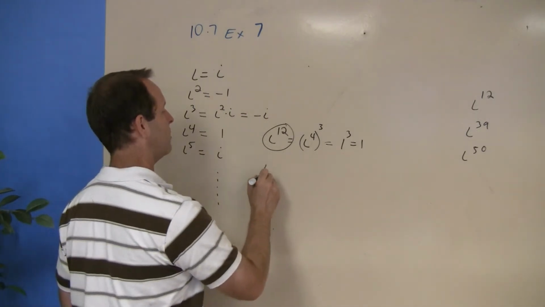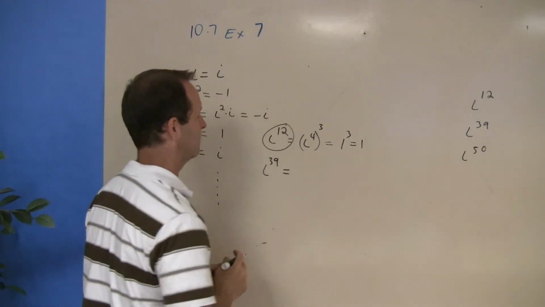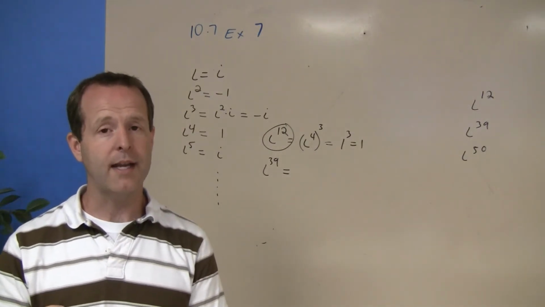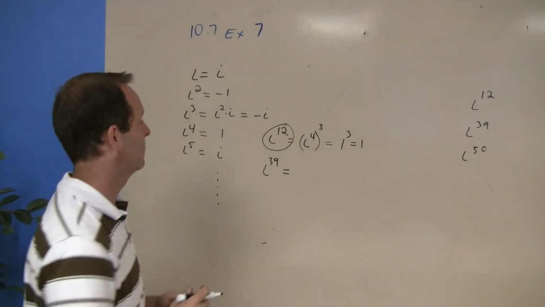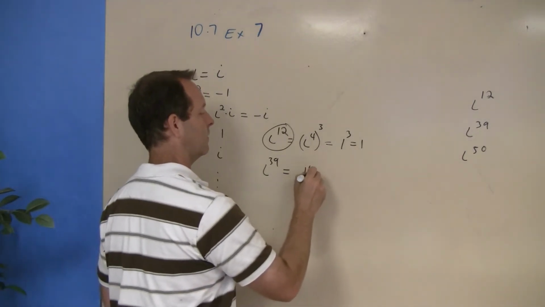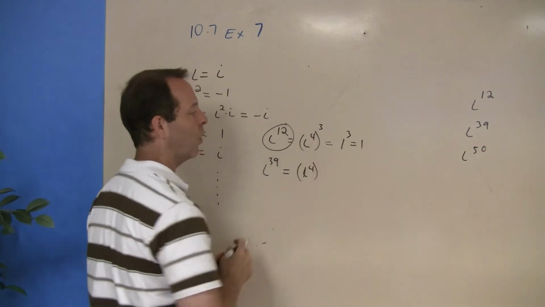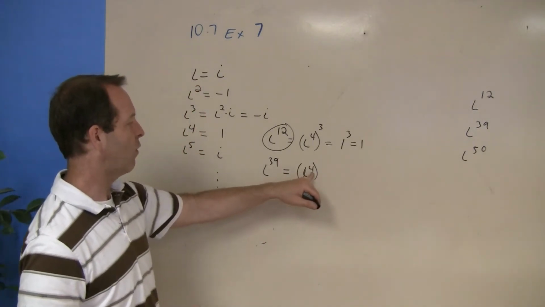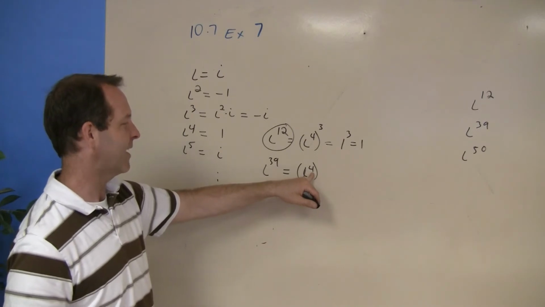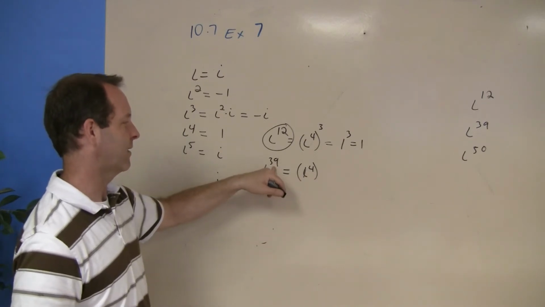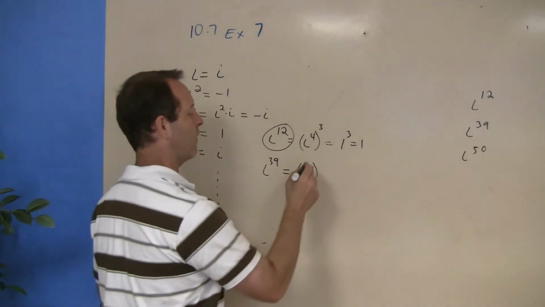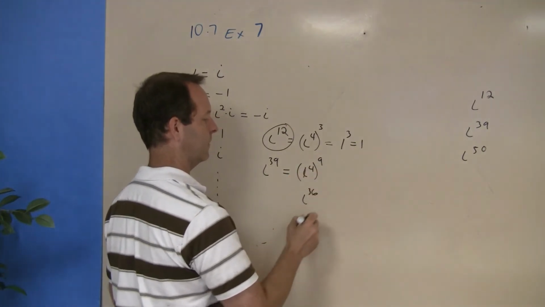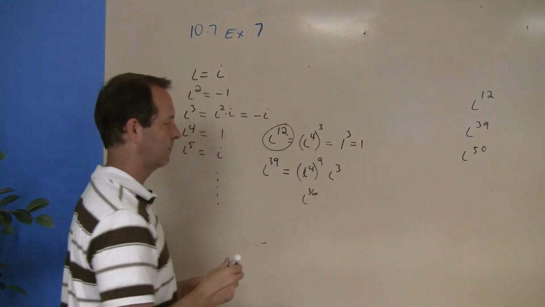Let's look at a couple other ones. Say, for example, i to the 39th. How would you break that down? Well, I want to break it down in terms of i to the 4th. I can't multiply i to the 4th in such a way to get exactly 39, so I'm going to have to go i to the 4th to the 9th, because that's i to the 36th, and then I have i cubed left over.